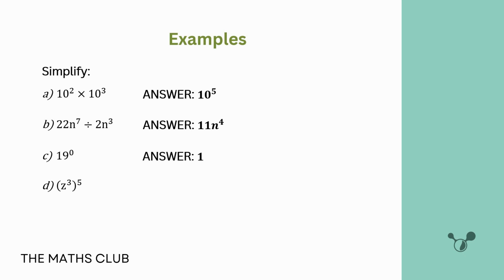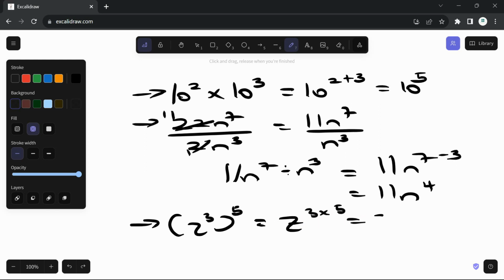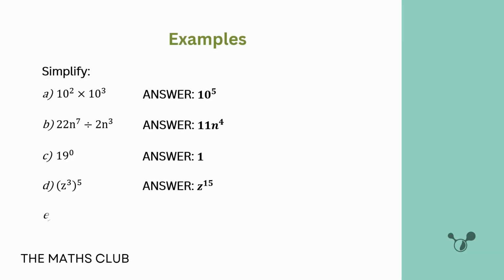Now, this next example is saying z raised to the power of 3 in brackets raised to the power of 5. So according to the law, I think this is law 5, we say whenever we have something like this, we can just multiply the powers. So that would be z raised to the power of 3 times 5, and that's z raised to the power of 15. So z raised to the power of 15, great.